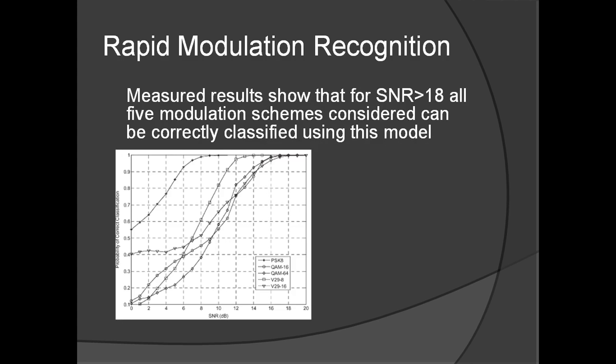Here's just a plot of some of the results using a few different modulation schemes showing under certain signal-to-noise ratios what is the likelihood of properly classifying a various modulation scheme. And you can see for pretty much all of them used in this particular example, they have basically 100% or close to 100% success around 18 decibels for signal-to-noise ratio.